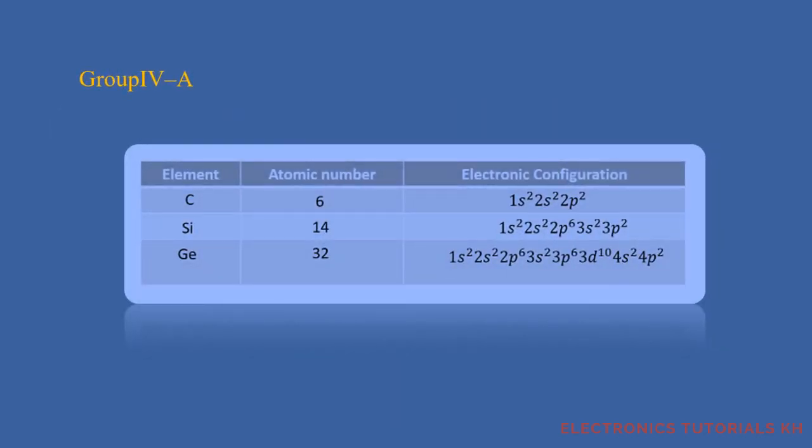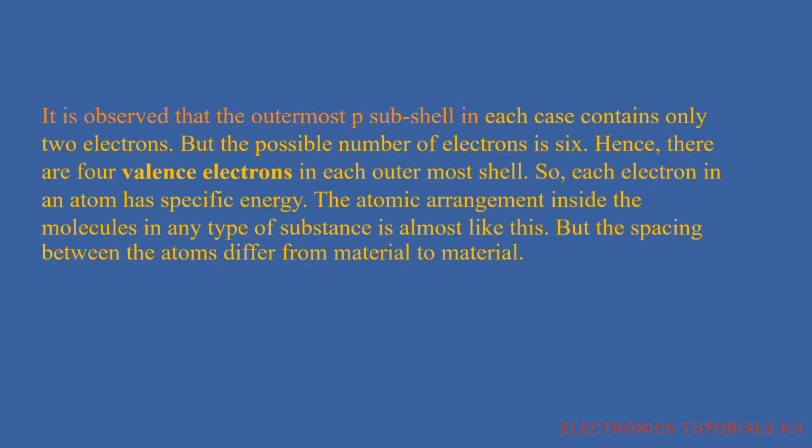Let us have a look at the electronic configurations of carbon, silicon and germanium, group IVA. It is observed that the outermost p subshell in each case contains only 2 electrons. But the possible number of electrons is 6. Hence, there are 4 valence electrons in each outermost shell. So, each electron in an atom has specific energy. The atomic arrangement inside the molecules in any type of substance is almost like this. But the spacing between the atoms differs from material to material.